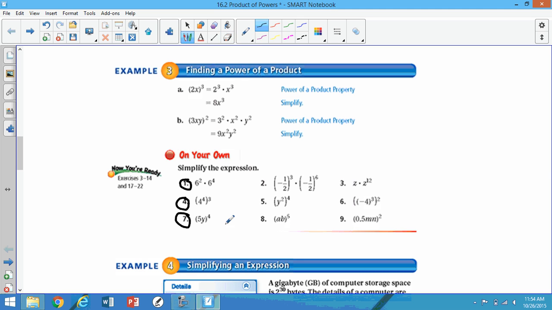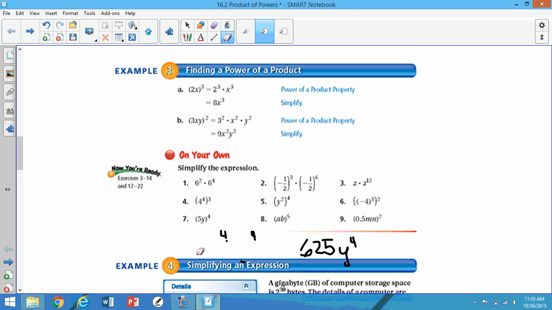And then the last problem is the power of the product. So that's going to be 5 to the 4th times y to the 4th. Okay? And that's important because you can separate those. And then if you want to solve, it's simplifying, you have to bring it down to your lowest terms. So 5 to the 4th power is 625, and it's y to the 4th. Okay? If you got those right, move on. If not, you should rewatch.